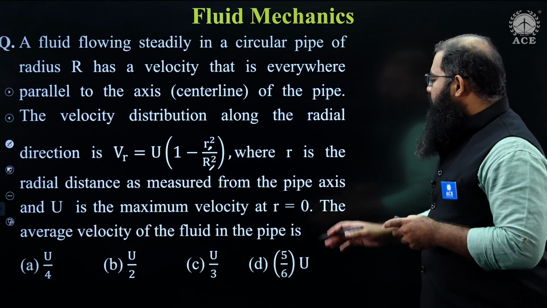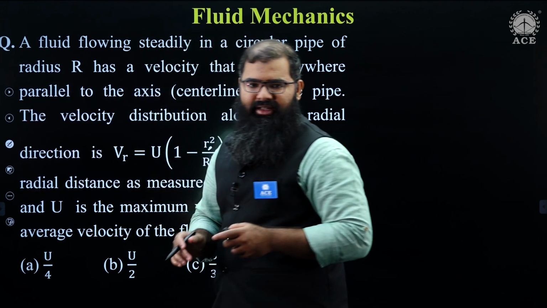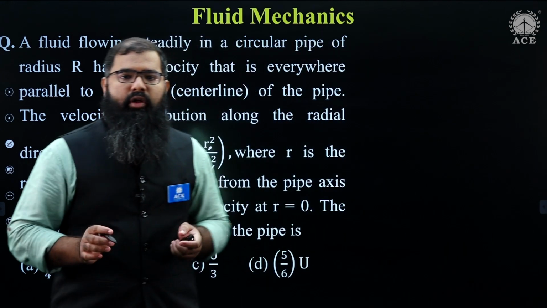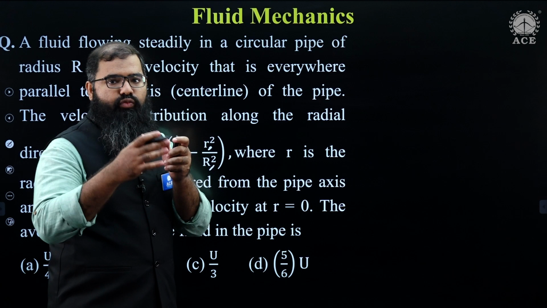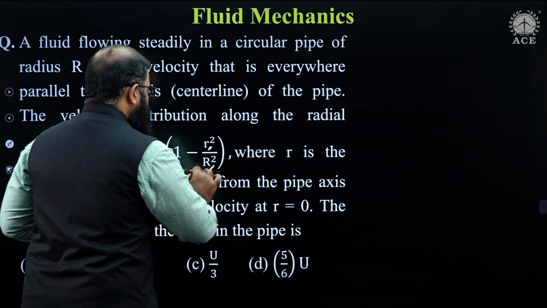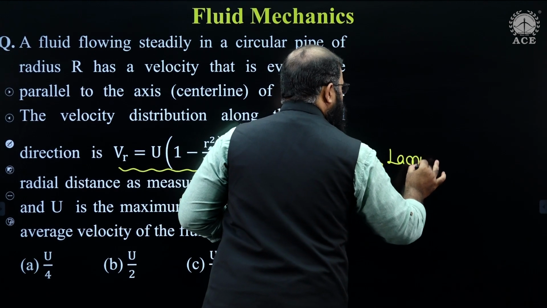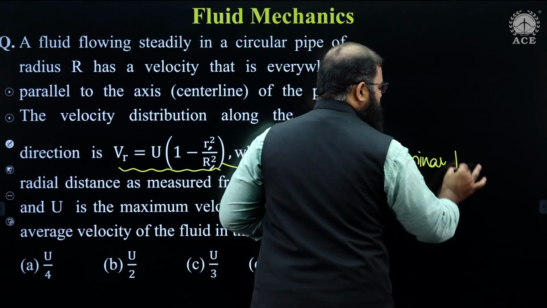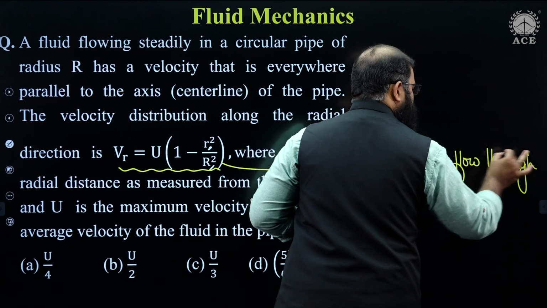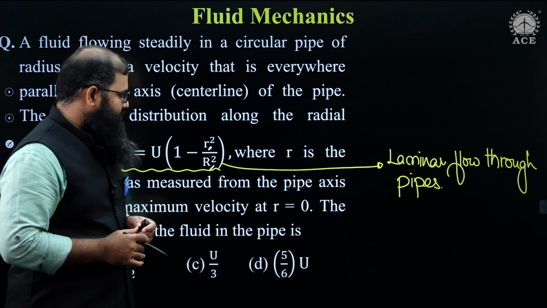The average velocity of the fluid in the pipe is equal to how much? Now, why do I say this question is this easy? The reason is, this is a standard case. If you recall, this particular formula of velocity, the radial velocity equal to maximum times 1 minus small r square upon capital R square, is basically the velocity of laminar flow through pipes, right?